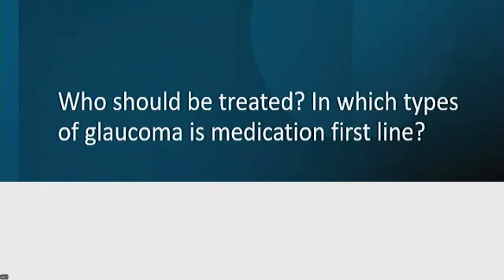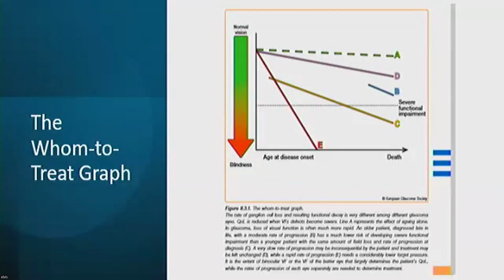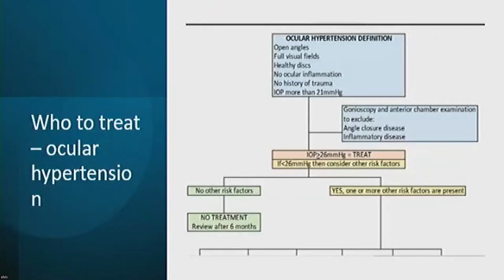So which patients should we be treating, and which kind of patients should medications be first line, especially if you do not have access to laser or the wonderful technologies that are exciting and stimulating about laser? We're all familiar with this who-to-treat graph that relates to how aggressively you need to be treating patients, the onset of their glaucoma, and the rate of their progression. I'm not going to do a lot about this.